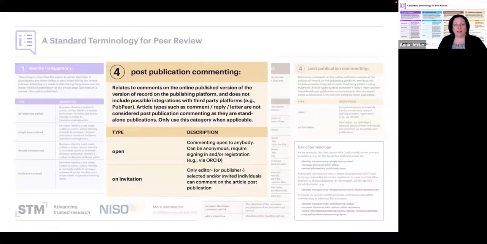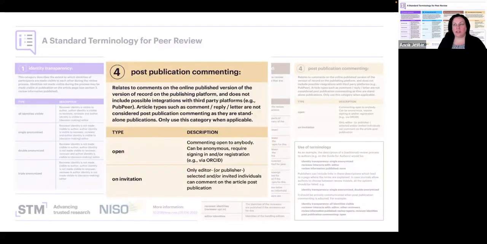And then post-publication commenting. I've joked for a long time that there are 2 types of people. There are people who read the comments, and there are people who do not. But hopefully, if these are post-publication comments, these are worth actually reading, worth your time as well. And it's important to note that we have 2 types listed here: open or on invitation. So open commenting could be open to anybody, and it might be anonymous, or ideally, in my view, you'd be logged in with your ORCID, and we would actually know who made this comment as well. And then the other type would be on invitation.